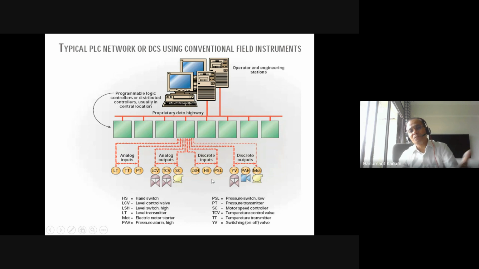Then discrete inputs mean level switches, high pressure switches, then pressure switches. These are the various discrete inputs: switches, push buttons, level switches. Like this, inputs in the discrete category are digital inputs. Similarly, discrete outputs are digital outputs, like on-off motors, solenoid valves, or through a switch you are operating something, some valves, safety valves. So these are the discrete outputs.